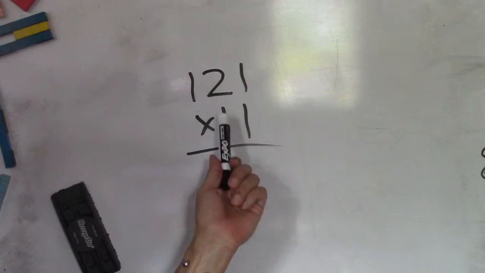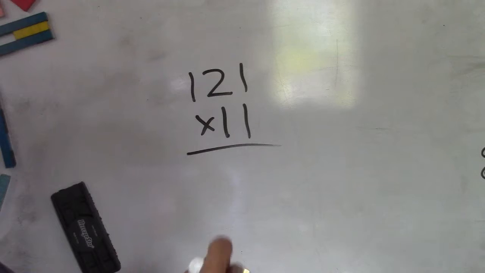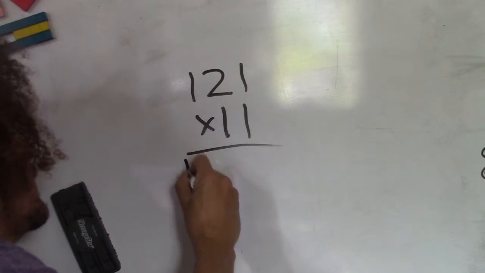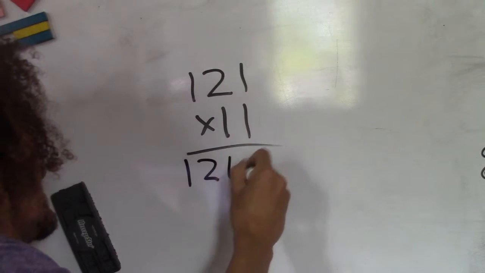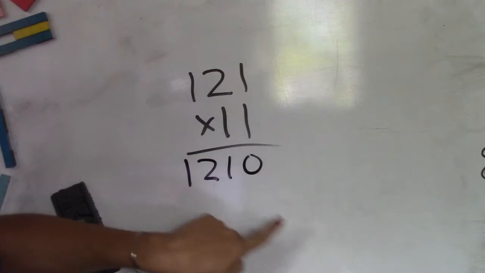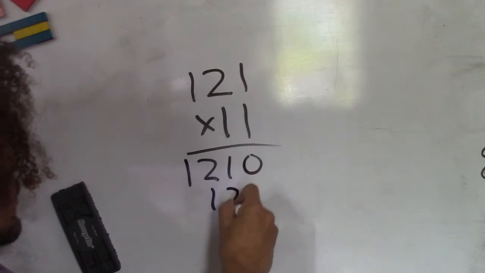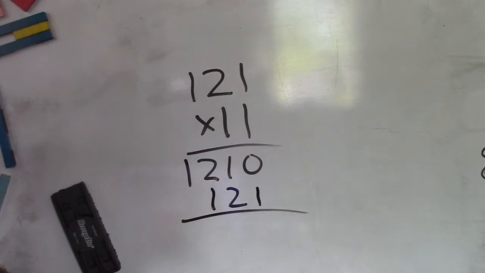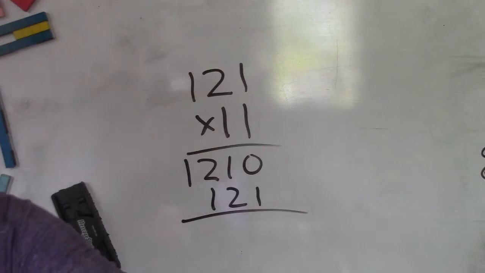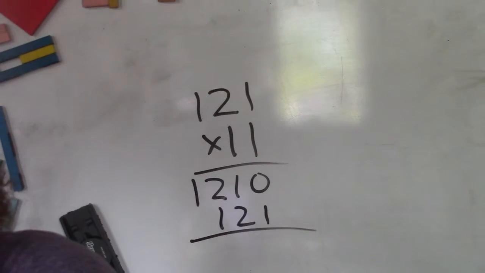Okay, so 121, what do you have to do? Count the big ones first. So it's 1,210, right? That's 10 times 121. And then just 121. And what do you get? Really, we're just adding, right? It should be pretty simple.